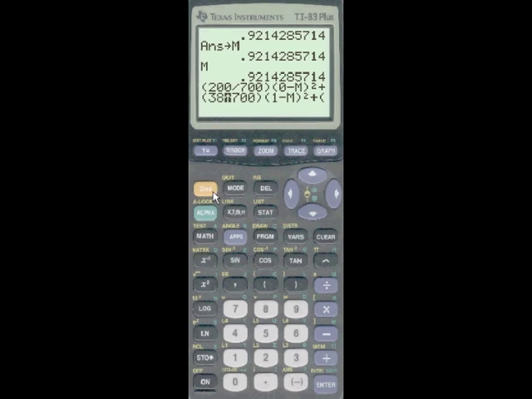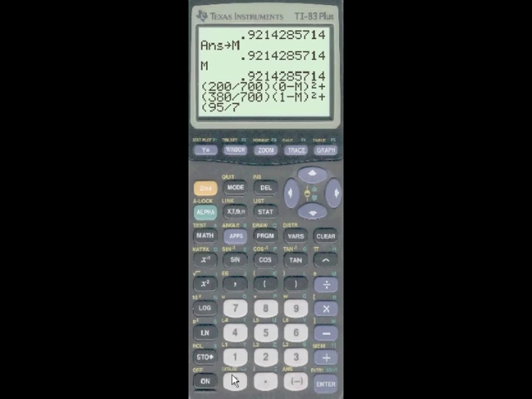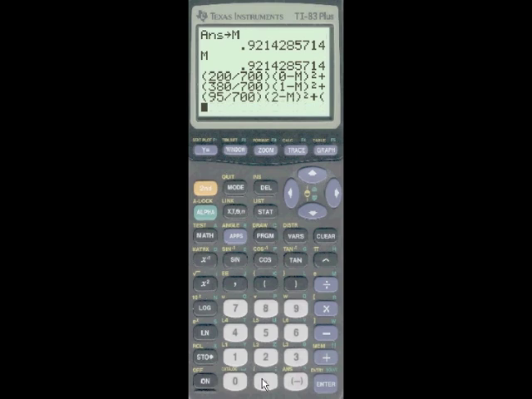Now I take the third probability, and noting that I actually missed a digit on my previous calculation, at any time you can up arrow or back arrow and go back to the calculation. Second INS, which is above the DEL, allows you to insert digits that you missed, and in that case I missed a 0, so it allowed me to insert that 0. I do the next probability, 95 over 700 times 2, the outcome corresponding to that probability, minus the mean squared.